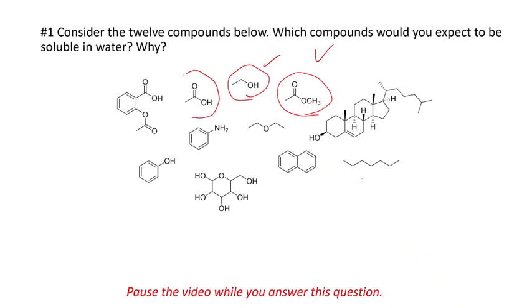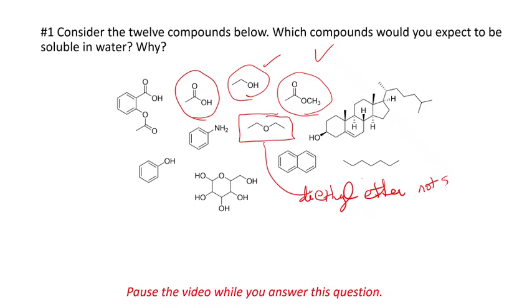Here's one over here. You may not know the name of that yet, but that's acetic acid, and it's the main constituent of vinegar. So I think you know that vinegar dissolves in water, right? What else do we have with fewer carbons? Here's one right here. This one is called diethyl ether, and guess what? It's not soluble in water. So, surprise, surprise, this isn't a hard and fast rule.